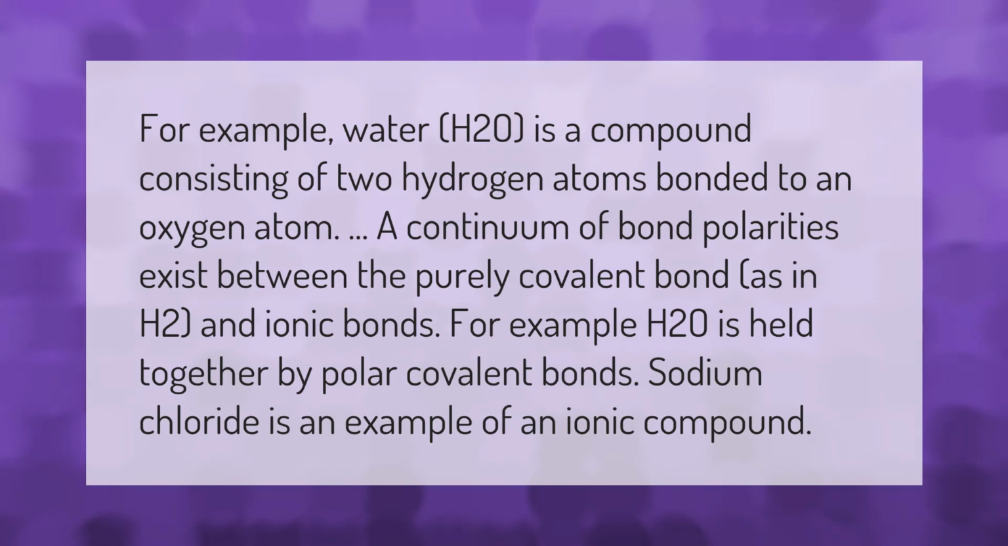For example, water, H2O, is a compound consisting of two hydrogen atoms bonded to an oxygen atom. A continuum of bond polarities exist between the purely covalent bond, as in H2, and ionic bonds. For example, H2O is held together by polar covalent bonds. Sodium chloride is an example of an ionic compound.